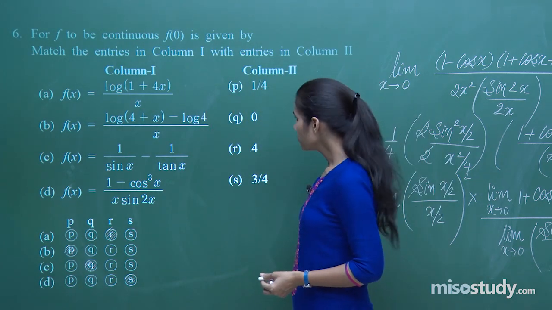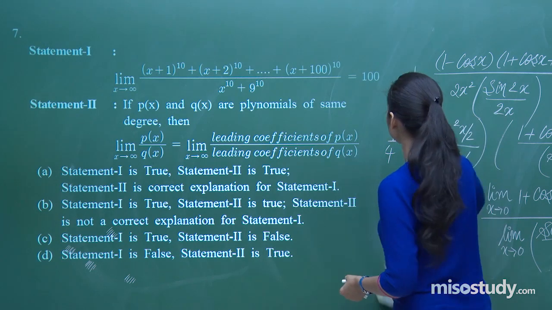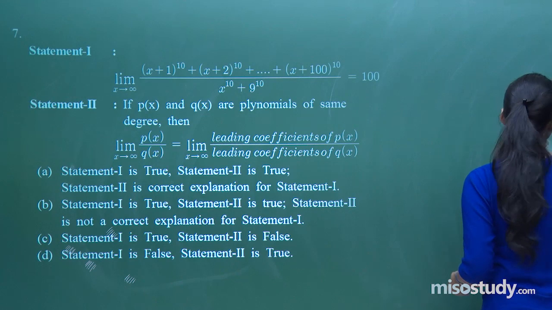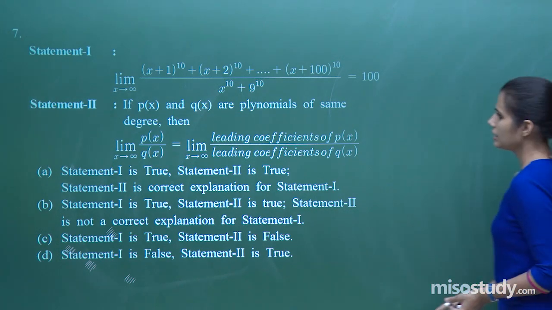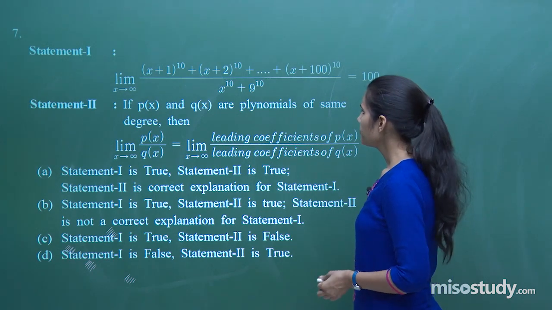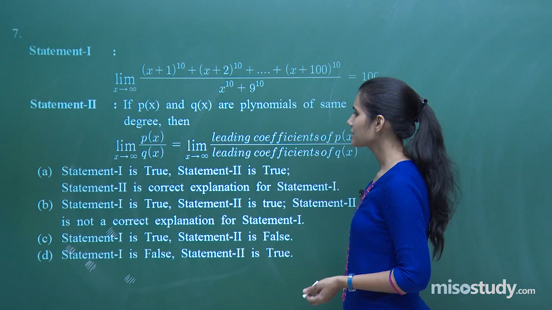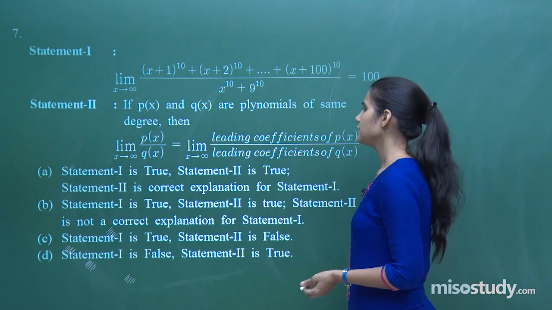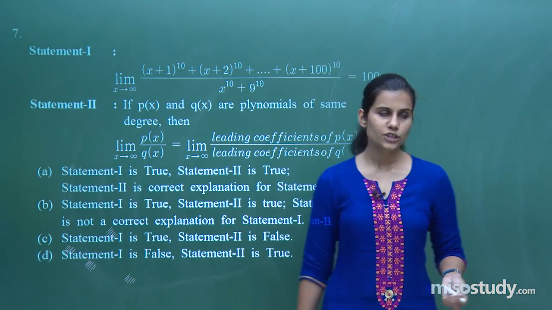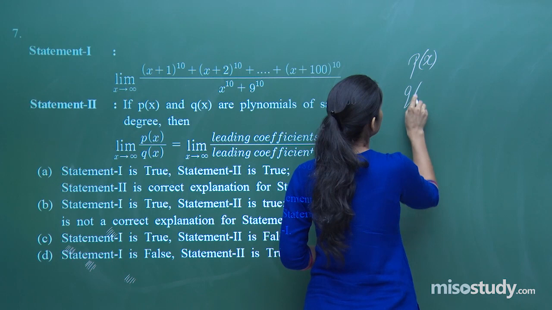Fine. Let's move on to the next one. We have, this is my statement given to me. It says that limit of this expression is 100. Okay. And statement 2 says a general description that if px and qx are polynomials of same degree, then limit x tends to infinity px by qx is the limit x tends to infinity leading coefficient of px upon leading coefficient of qx. Let's talk about general two polynomials of same degree px and qx.